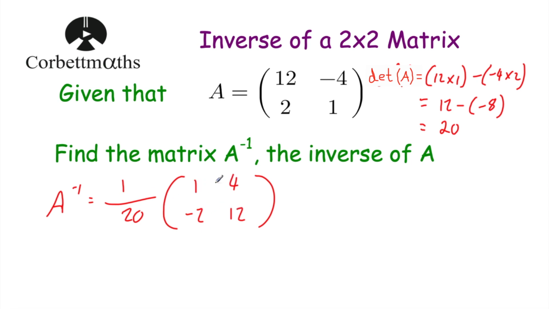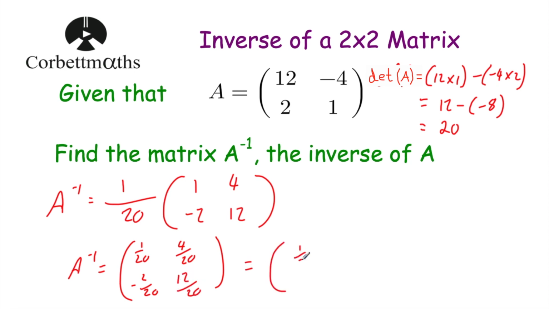Now if we wanted to, we could multiply each of these elements by 1/20, so we could write the inverse matrix as also equal to, and then multiplying these by 1/20: 1/20 times 1 would be 1/20, 1/20 times 4 would be 4/20, -2 times 1/20 would be -2/20, and 12 times 1/20 would be 12/20. And we could simplify those to be 1/20, 1/5, -1/10, and 3/5. And that's another way of writing the inverse matrix.